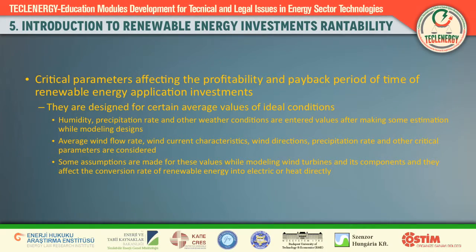Renewable energy technologies are first designed for ideal conditions. For instance, photovoltaic panels are designed for certain average values of sunshine hours, and surface area and content of each cell of solar systems are modeled for some assumptions. Some critical characteristics of any flat land are predetermined. Moreover, humidity, precipitation rate, and other weather conditions are entered values after making some estimation while modeling designs. The same approach is followed also for other renewable technologies such as wind turbines, heat pumps, etc. Hence, while putting an investment into practice, these conditions must be noticed as constraints.